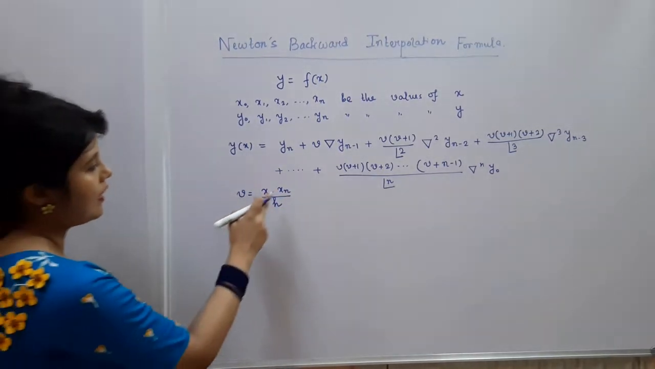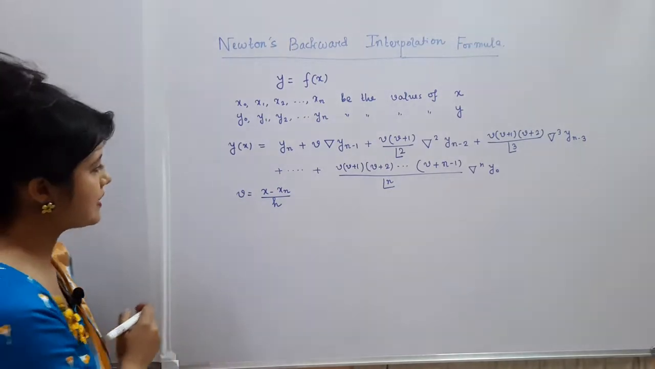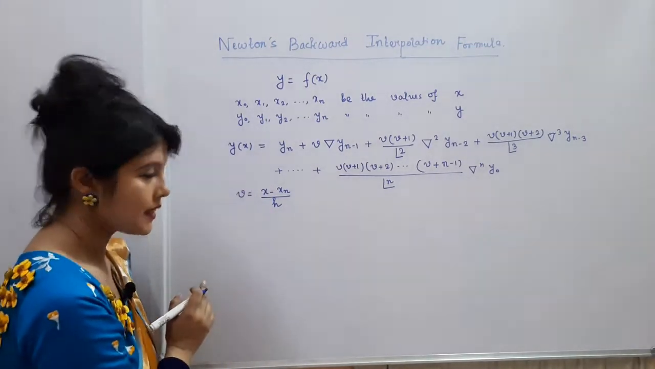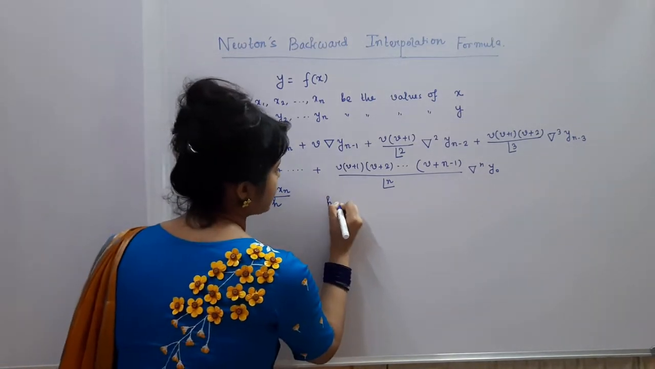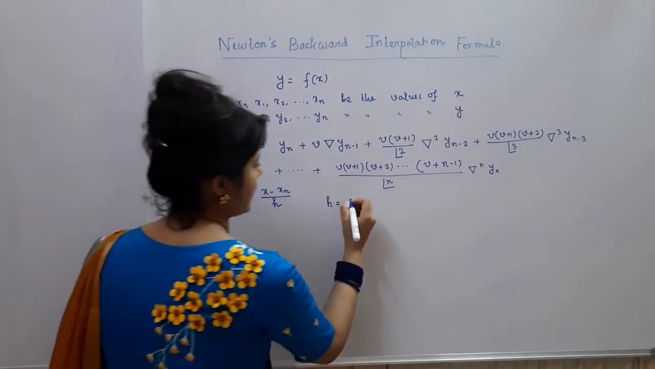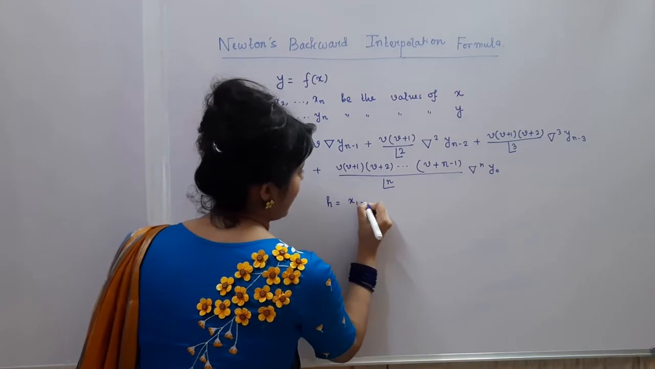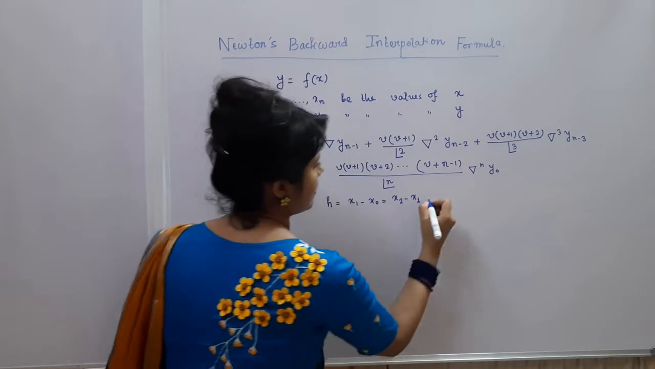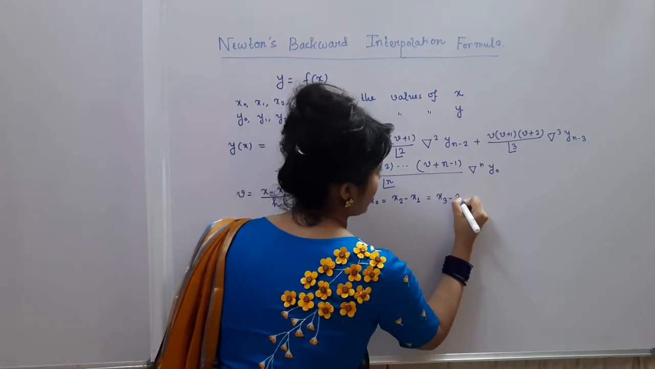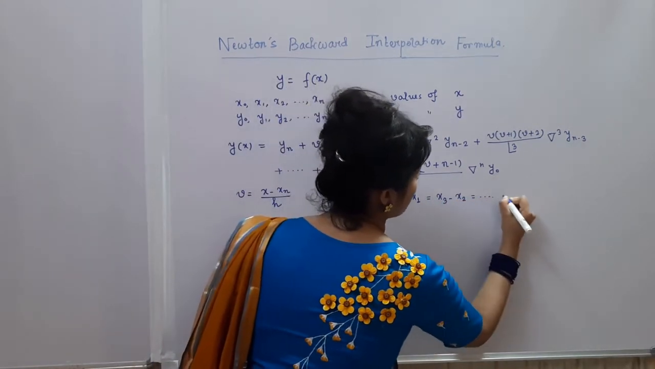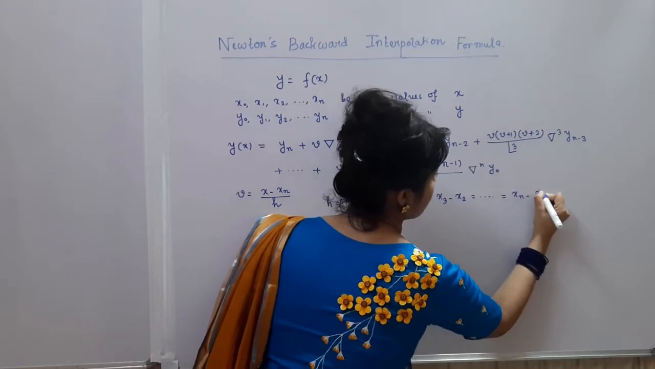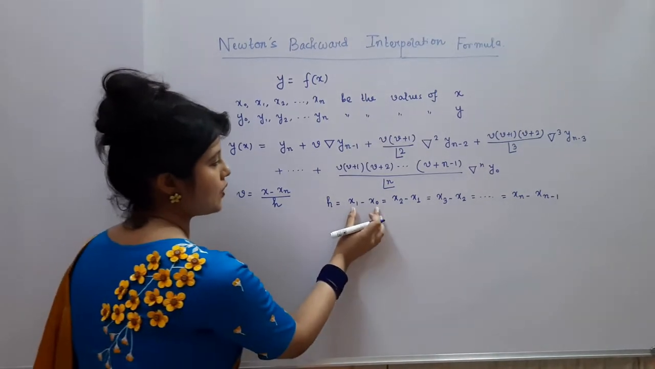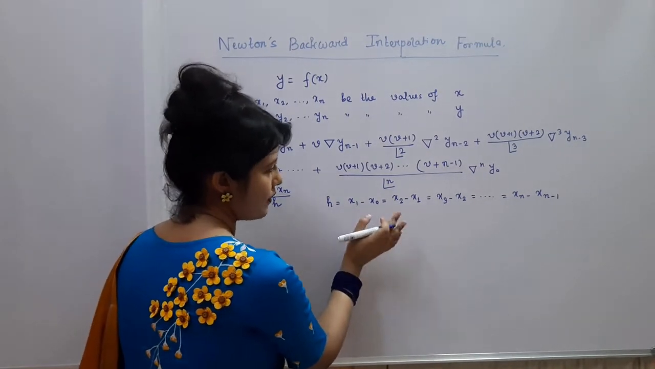Where xn is the last value of x, the value for which y is to be estimated, and h is the equidistant spacing of x, that is h is equal to x1 minus x0 equal to x2 minus x1 equal to x3 minus x2 equal to up to xn minus xn minus 1. So h is the difference between two consecutive values of x.